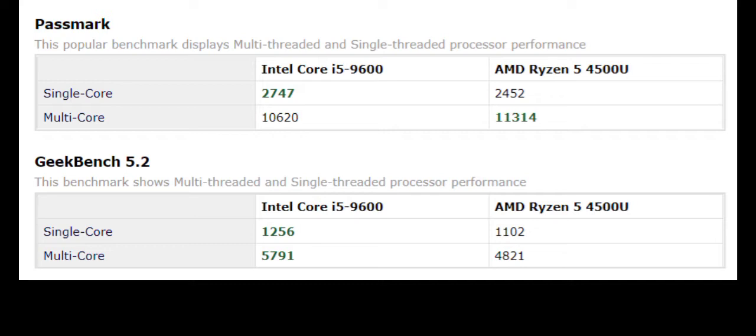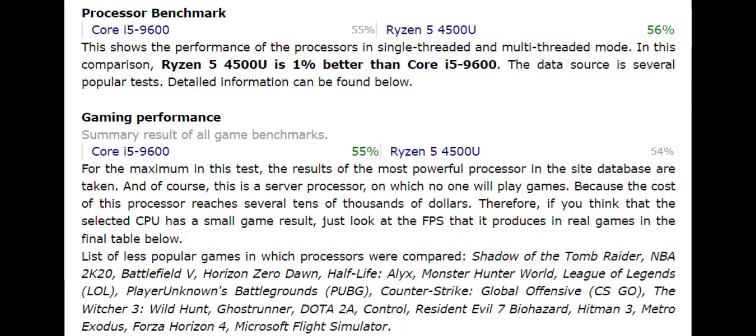And using Geekbench 5.2, this benchmark shows multi-threaded and single-threaded processor performance, and the Intel Core i5-9600 takes the bigger portion compared to the Ryzen 5 in both single-core and multi-core. Processors benchmark. So the Core i5-9600 has 55% and Ryzen 5 4500U has 56%. This shows the performance of the processors in single-threaded and multi-threaded mode. In this comparison, Ryzen 5 4500U is 1% better than the Core i5-9600. The data source is several popular tests. Detailed information can be found below.